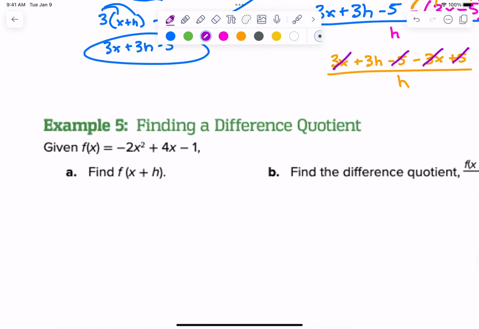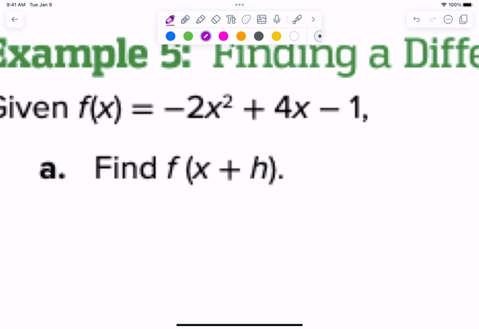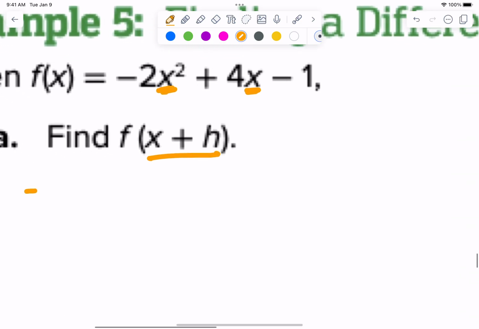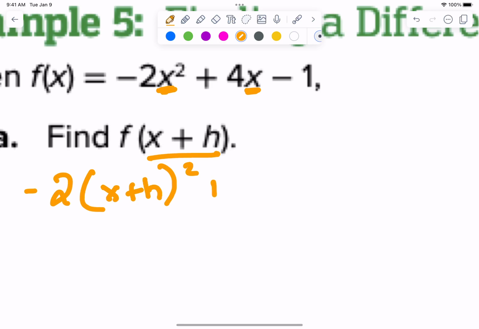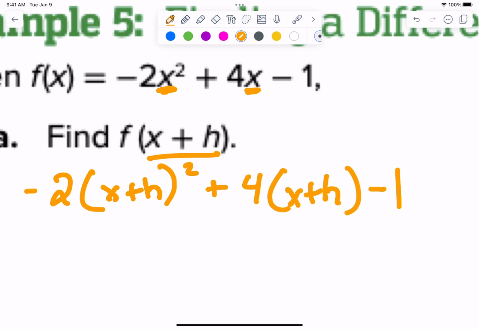Next, this is going to be a little bit uglier, okay? All right, so be prepared. Here we go. Here we have 2 x's. We've got an x squared here and an x here. And f of x plus h means x plus h goes in that spot, right? So negative 2, x plus h goes here, squared, plus 4 times x plus h. This is going to be very much uglier. Okay, do you guys see what I just did? Plopping x plus h in there.